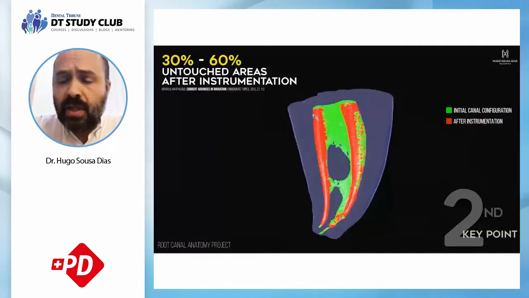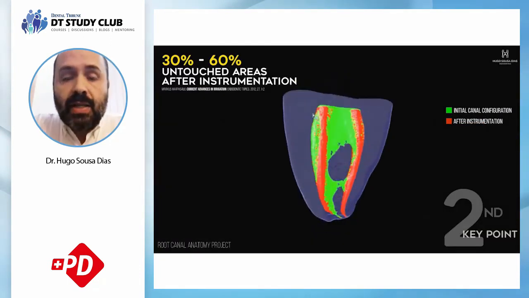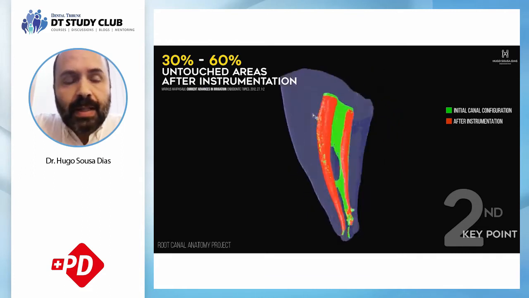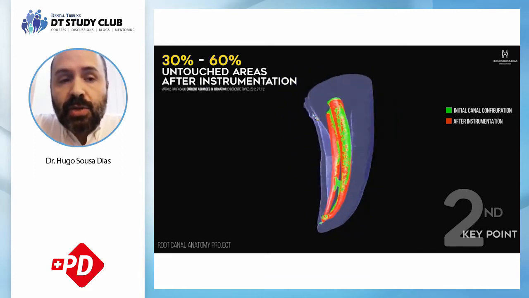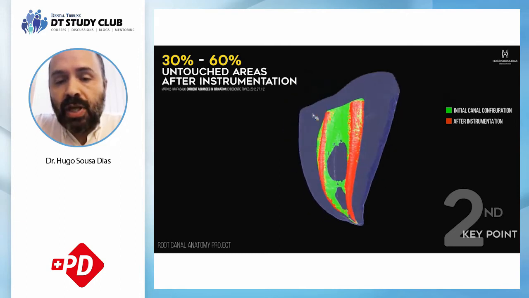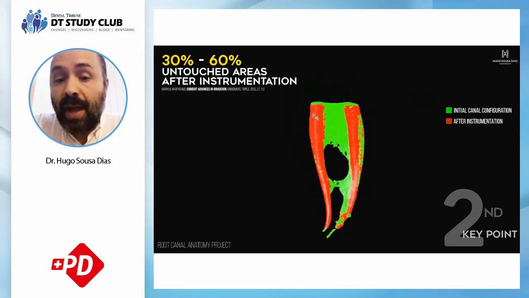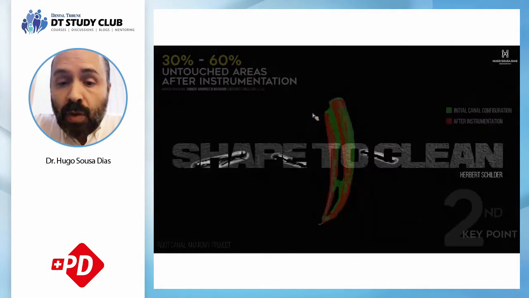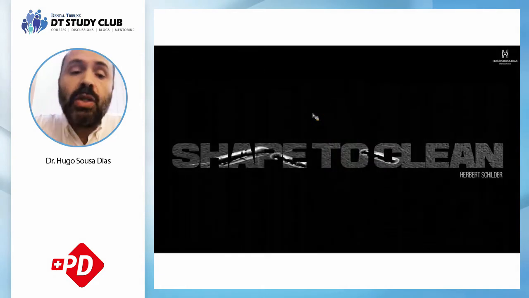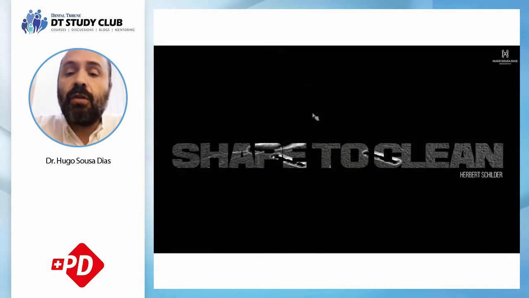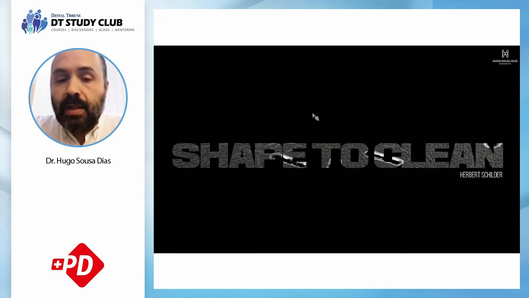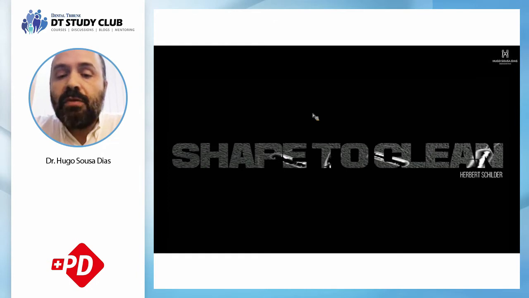Another important topic to raise is the action of our files. They're going to leave 30 to 60% of areas of our root canal system without any kind of action. In this way, it's important to understand that the files only create space for the action of our irrigants. We are going to shape to create more space to deliver our irrigant inside our root canal system.